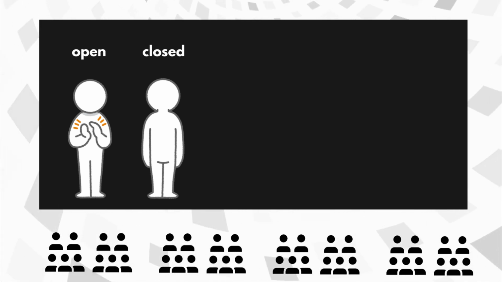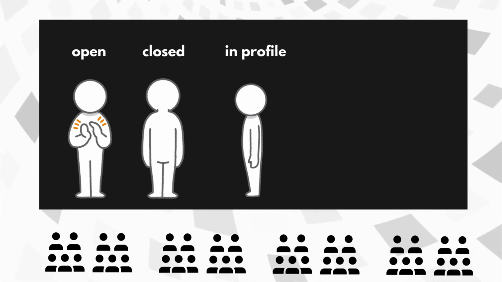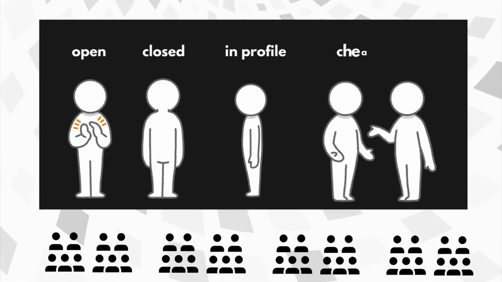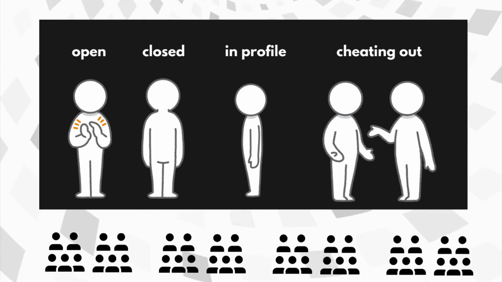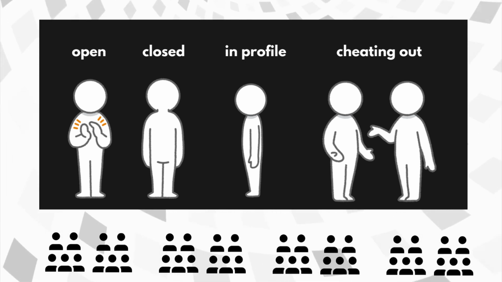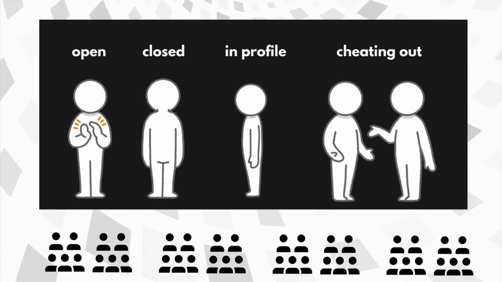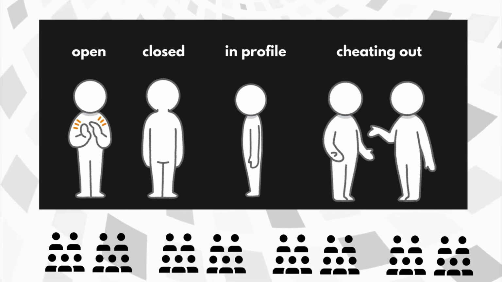Sometimes you'll stand in profile, which means you're facing sideways. And there's also something called cheating out, where you turn slightly toward the audience while still looking at another actor. This ensures the audience can see your face even during a conversation.